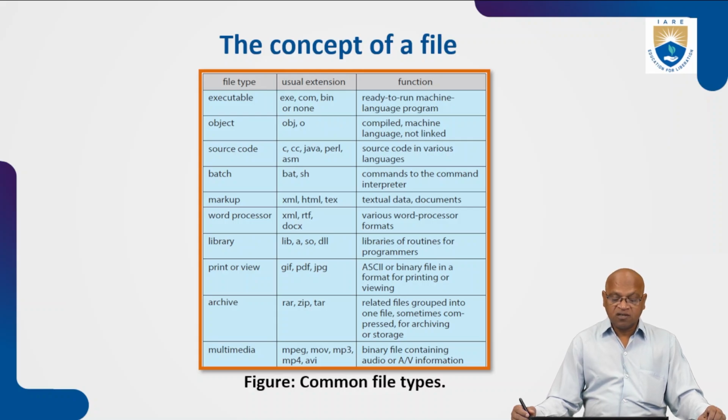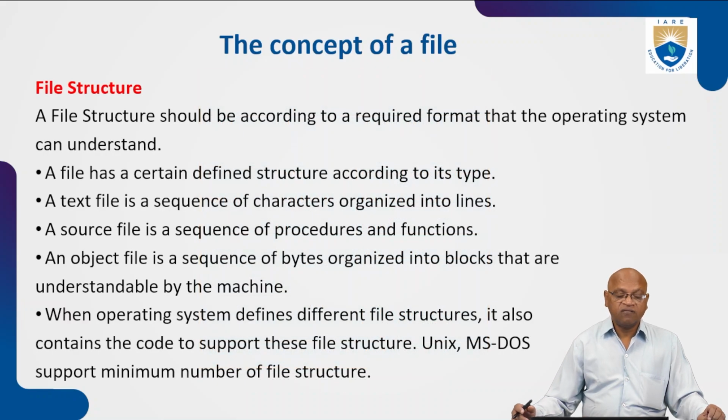Next is archive: RAR and zip files. The extension is RAR and zip. These are related files grouped into one file, sometimes compressed for archiving or storage, compressed files like zip. Next, multimedia, which we already saw: MP3, MP4, AVI, MPEG, MOV, binary formats for audio and video information. So this is our concept of file. Then file structure and all we'll see in the next session.